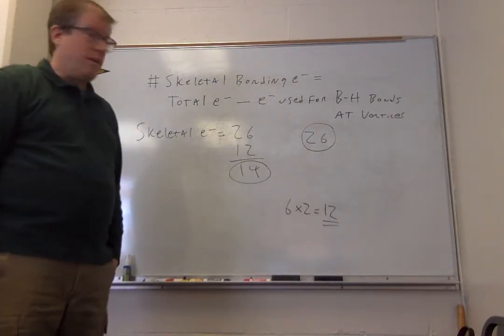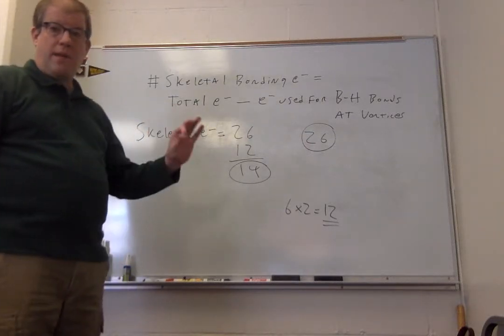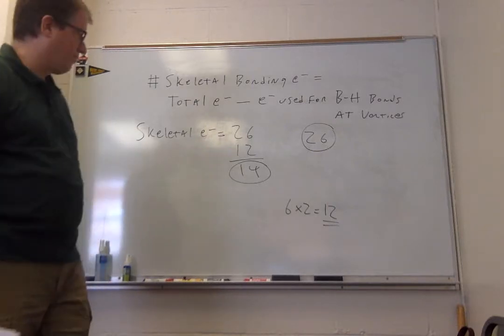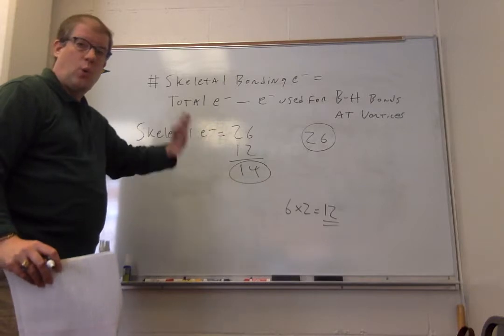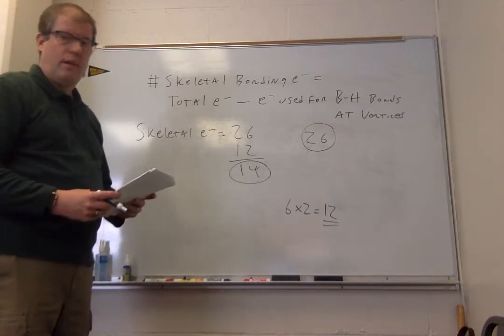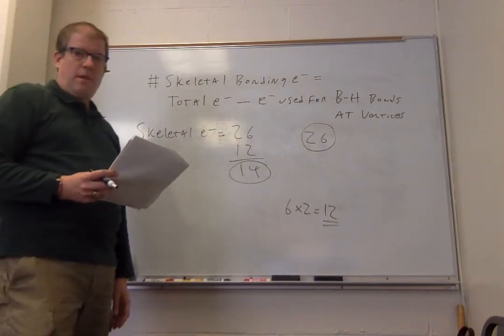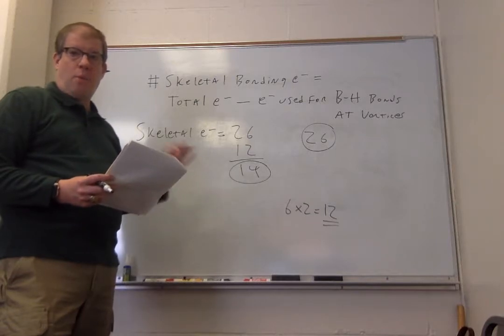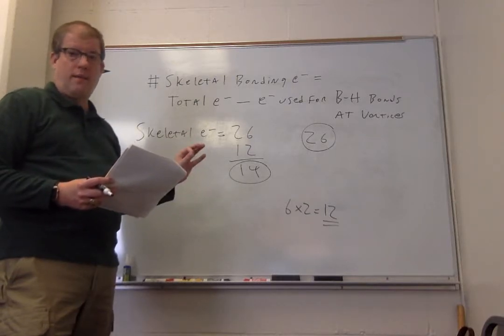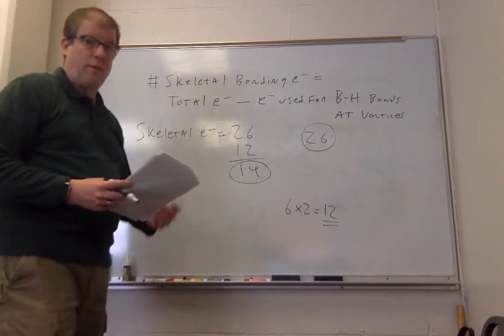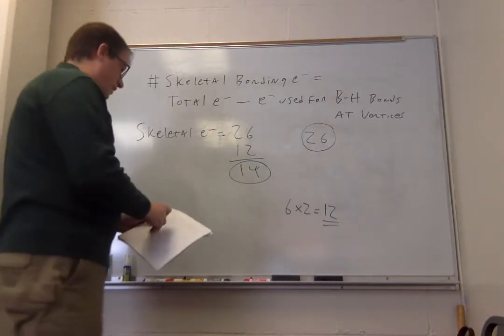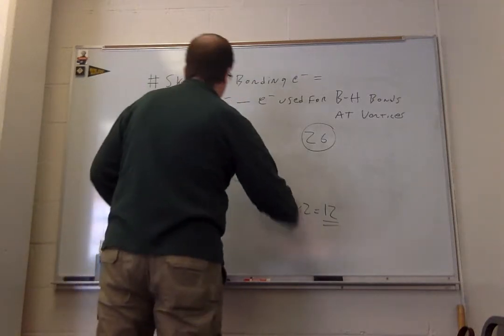So what that means is that for that B6 cage, only 14 electrons are there holding that whole thing together. The skeletal bonding means the bonding in the boron component only, and it only takes 14 electrons to hold the thing together. So is that strange? Is that electron deficient? Let's look.